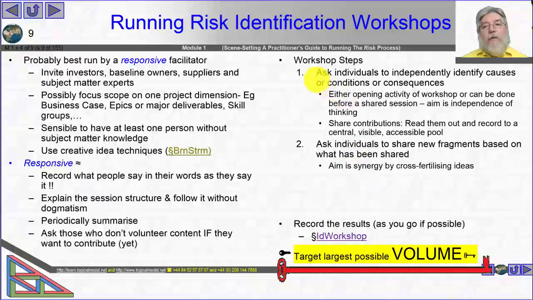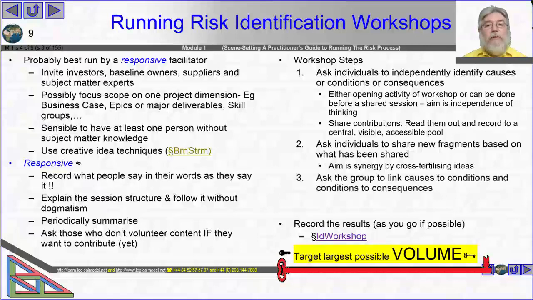So the aim in step 1 is to not pollute each person's thinking with other people's thinking, because we then get groupthink, but the aim in step 2 is then to use those synergies so that we get a deeper and broader pool of risks.